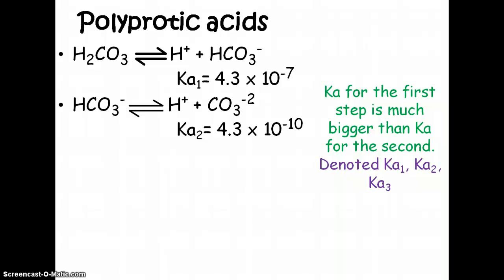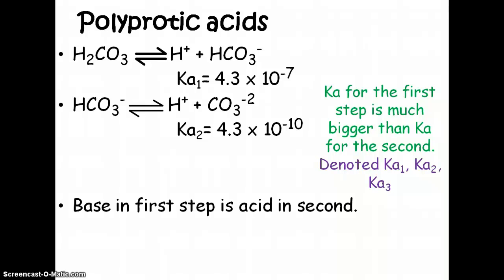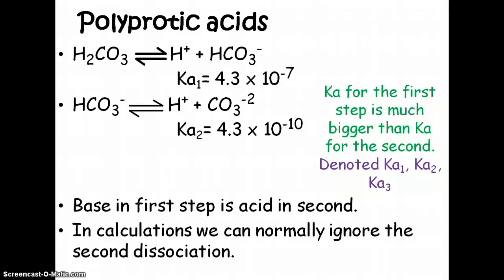All right, in this example, we have carbonic acid, H2CO3, and you see that it has 2 different Ka values. The Ka for the first step is larger than the Ka for the second step. And when this HCO3 minus is over here, it's considered a base. It's considered the conjugate base of this acid, but then in the next step, again, it becomes an acid and then can form another conjugate base.